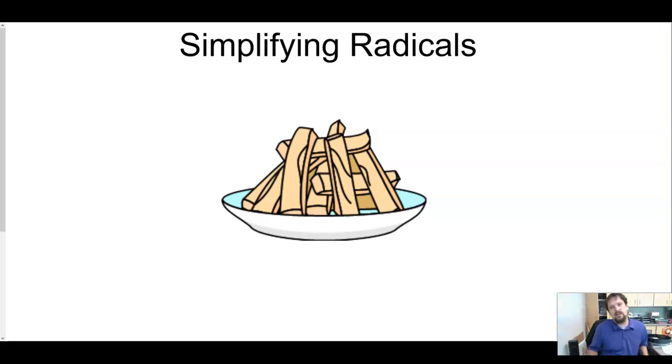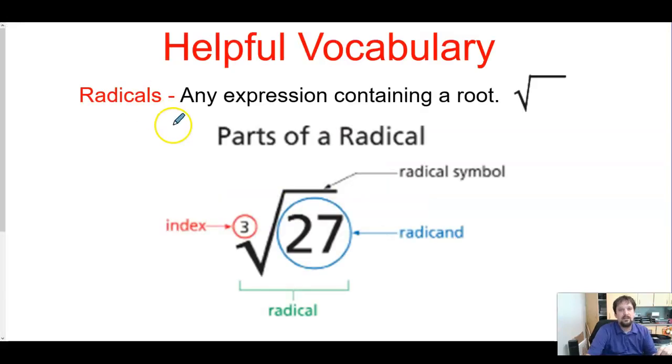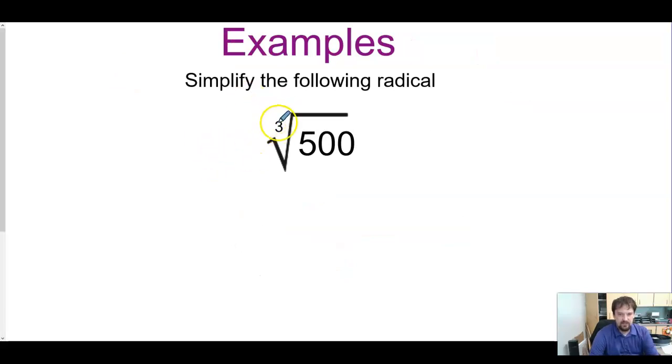Simplifying radicals. Okay, we just learned how to simplify square roots. This is going to be on how we need to simplify cube roots. Okay, so once again, some helpful vocabulary. A radical is any expression containing a root, and here are the parts of a radical. The only difference is now we have this 3 right here instead of a 2 or nothing. If there's nothing there, it's considered a square root.